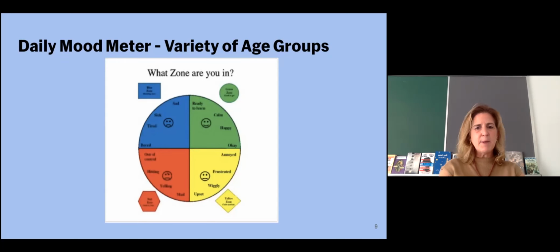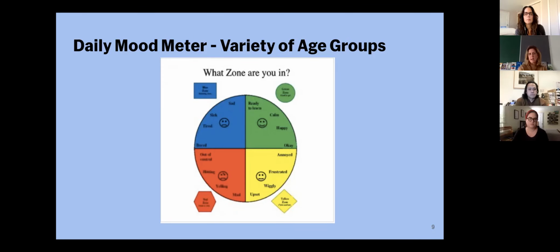Again, the mood meter can be modified for any and all age levels. It can be modified for adults, it can be modified for little ones. And in this particular example, you can talk about shapes and go over shapes with little ones using this mood meter. Lisa, can you share with everyone what you mentioned to me when we were having a conversation about artworks in the mood meter?